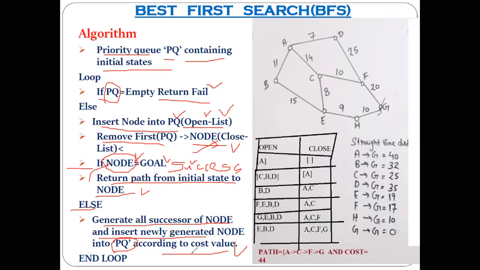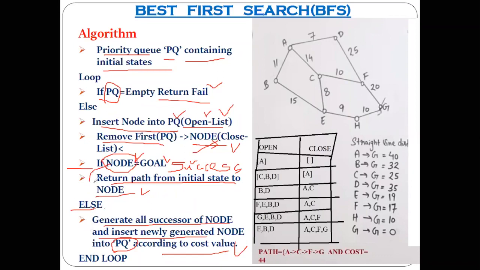According to the cost value, those successors having less cost will be on the front side of that priority queue. Understood? And those successors having the highest cost will be on the back side of that priority queue. Understood?